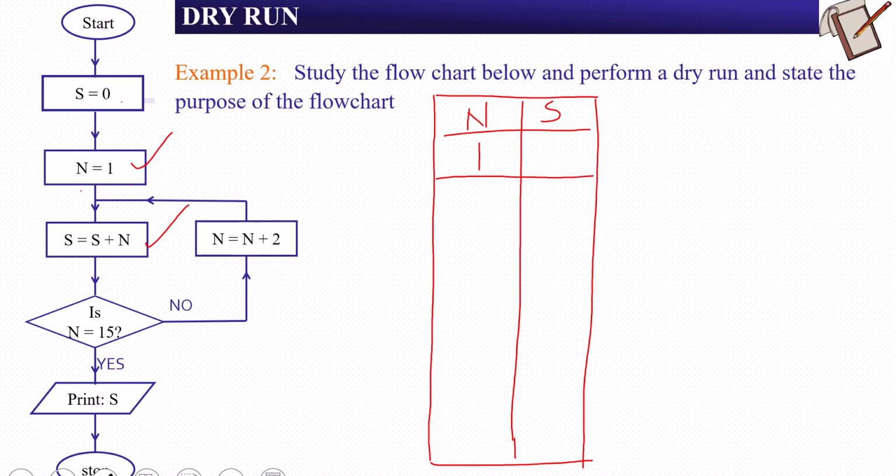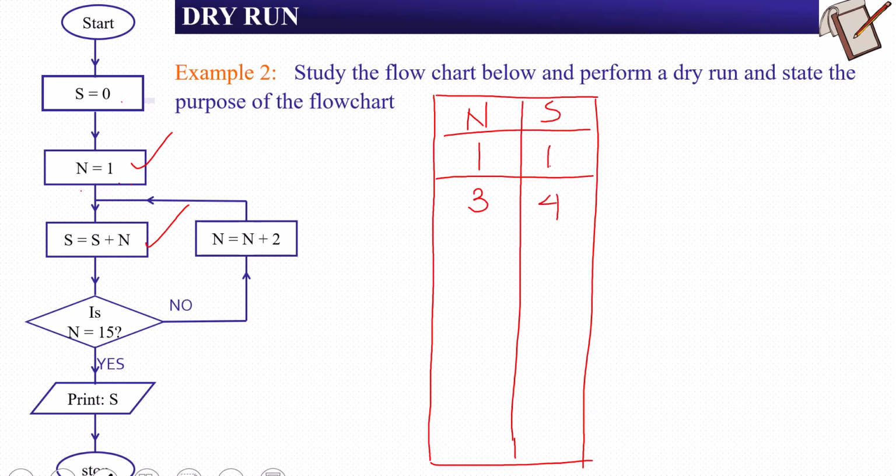Since our s is 0 and our n is 1, so s, which is 0 plus 1, will give us a 1. Then we ask ourselves, is n equaling to 15? If it is a yes, then we can print s and stop. But I think n is not yet equal to 15. So what do we do? We add n plus 2. So we go to this side. So n becomes n plus 2. So when we add 2 to 1, we will get 3. And then s will become s plus n. S is 1 and n is 3, so 1 plus 3 will get 4.